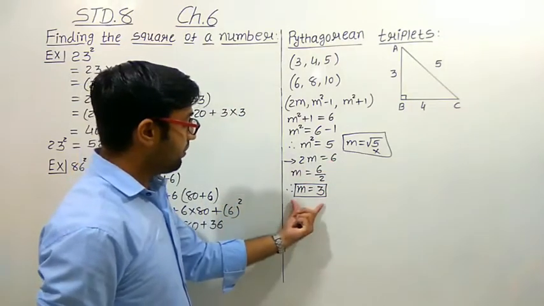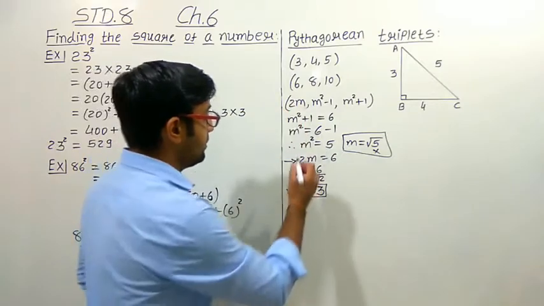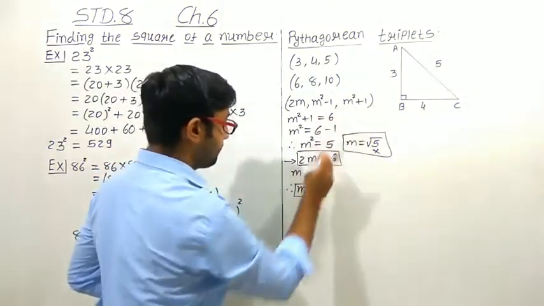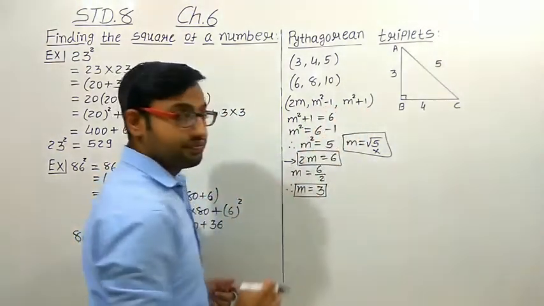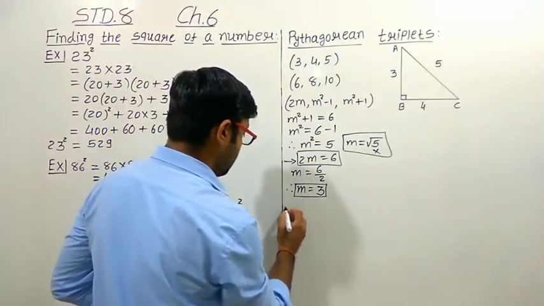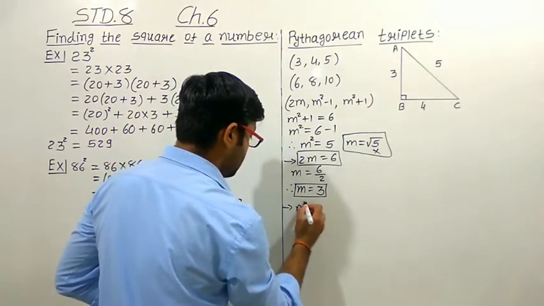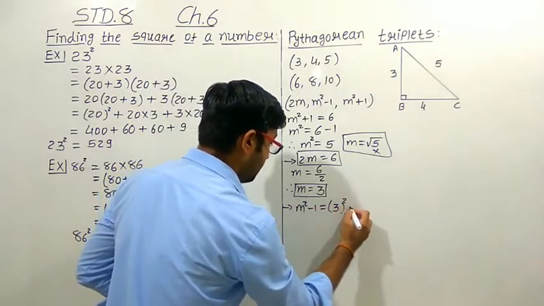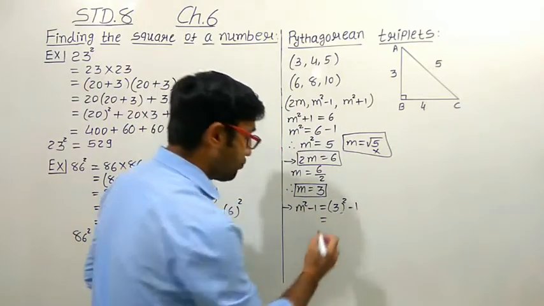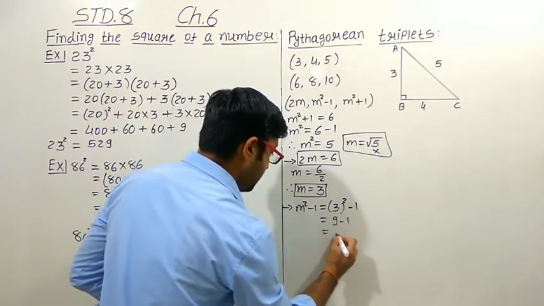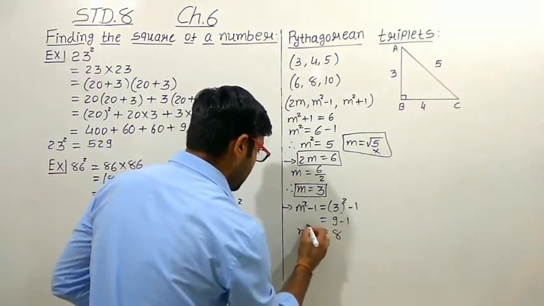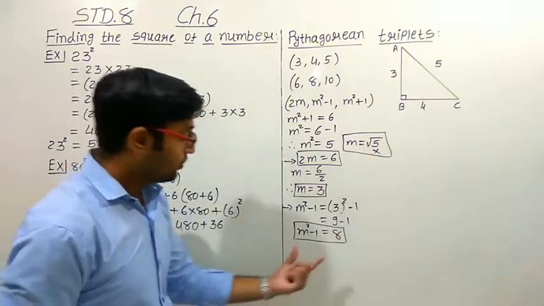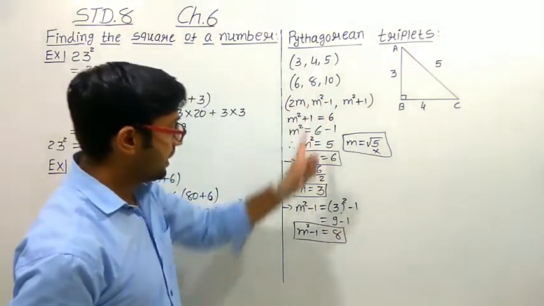Okay. Now one of the numbers, the 2m, we get here is 6. To find the other two numbers, put this value in the other two expressions. So let us find m square minus 1. When we put m as 3, that means 3 square minus 1. And 3 square is 9. 9 minus 1 is 8. So here we get m square minus 1 equals 8. So you can see that we get another member, that is 8.